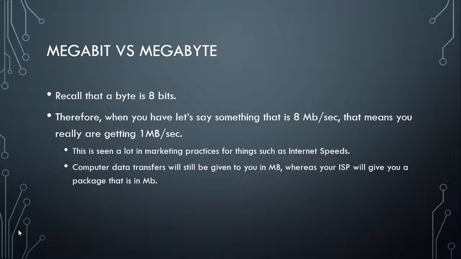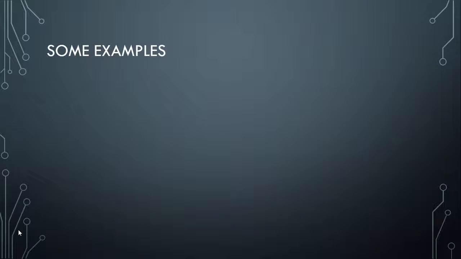Right? Now, this is often seen a lot in marketing practices for things such as internet speed. Computer data transfers will often still be given to you in megabytes, whereas your ISP will give you a package that is in megabits. So just to give you some examples, let's take a look at a couple of these and see what that actually looks like.